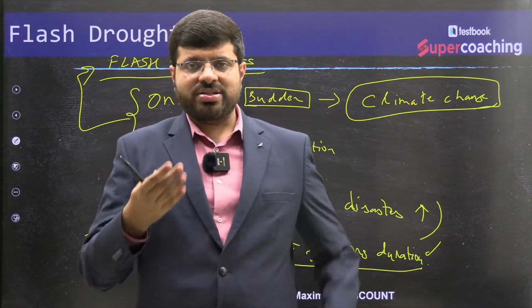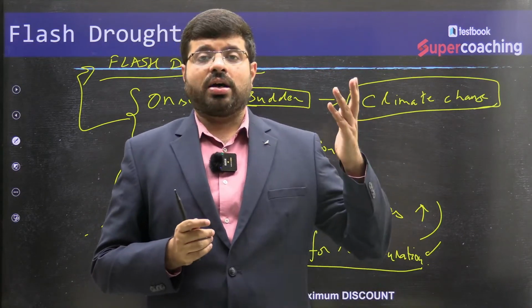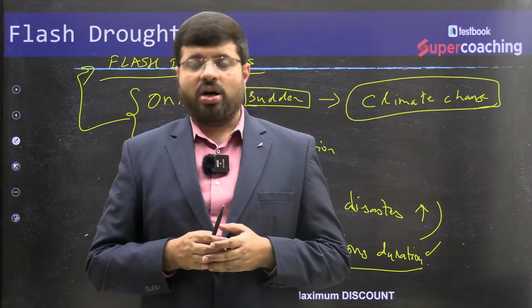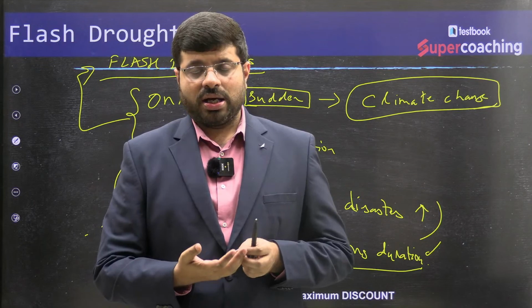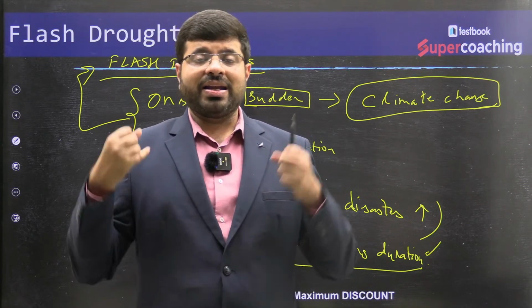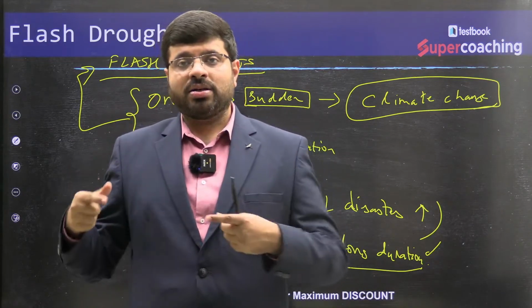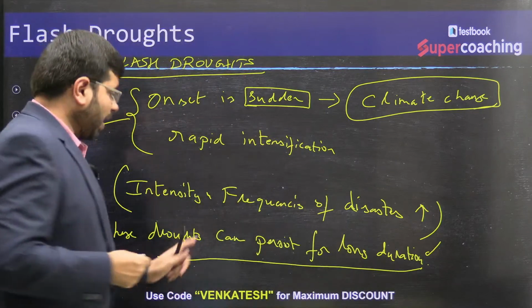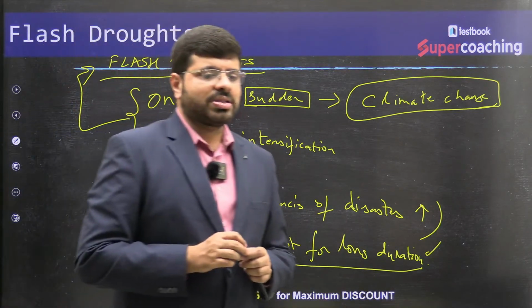So what is the difference? The traditional, conventional, regular droughts which we see always have adequate time in terms of warnings, right? But the flash droughts are sudden, with rapid intensification within a short period of time. But their impact can be for a longer duration. That is the difference, right? So this is the idea.